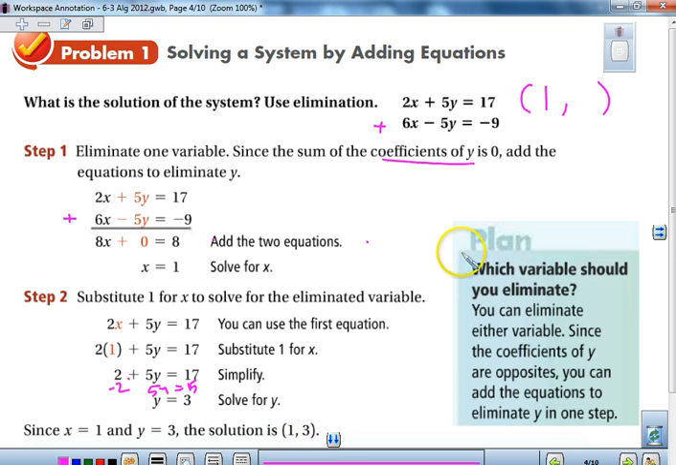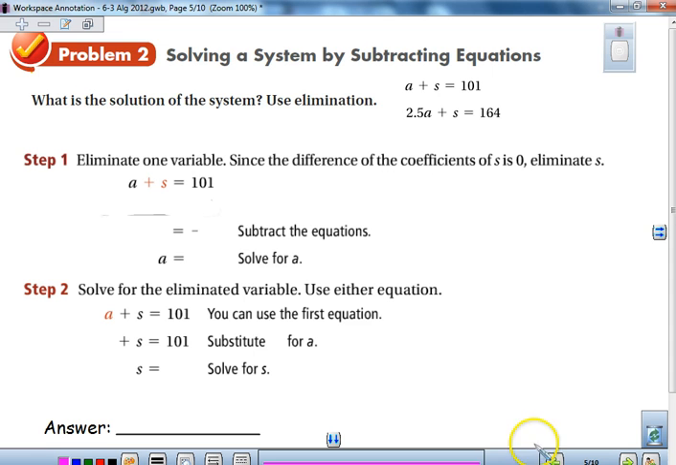When you think about elimination, the plan should be, can you eliminate either of the variables? If the coefficients of y happen to be opposites, that's the one you want to eliminate in your first step. So again, we check that it was 1, 3, and we want to check it in this last equation. 6 times 1 minus 5 times 3, does that give us negative 9? In this case, 6 minus 15 does give us a negative 9, so it checks.